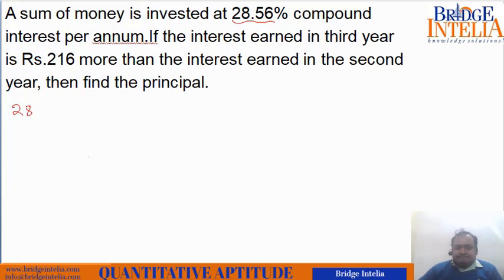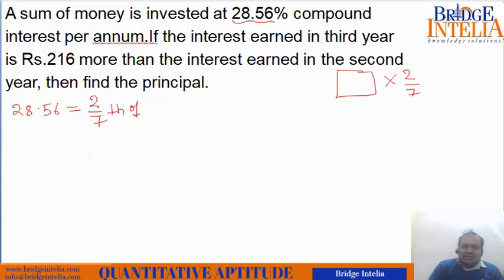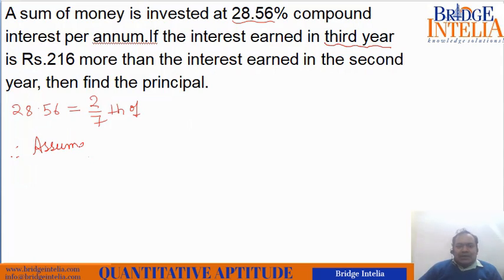28.56. If only you understand that 28.56 is 2/7 of anything. That means if you choose a number, you will be asked to find 2/7 of that very number. So this time you have to choose the number carefully, keeping in mind that 28.56 is actually 2/7 of anything. Now, the total premise of the question extends up to 3 years. So therefore, assume principal to be equal to 7. Choose this denominator, cube, the maximum number of years mentioned in the question.